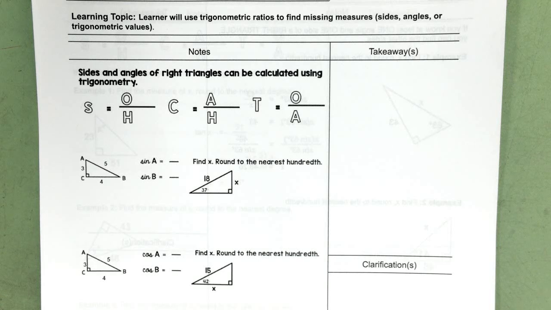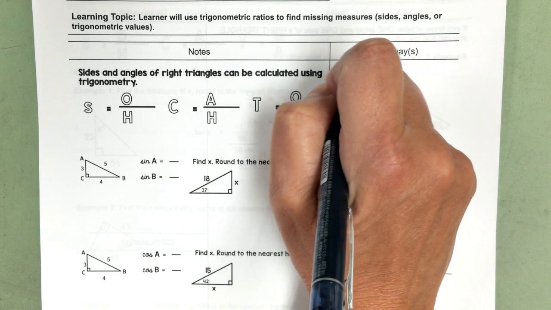In this lesson, we're going to learn how to use trig ratios to find missing measures of sides, angles, or trig values. So I want to go over a few abbreviations.